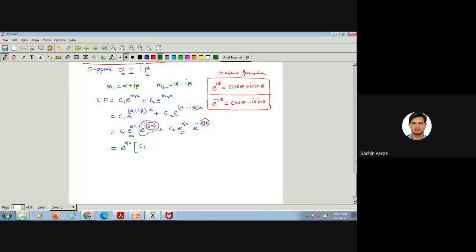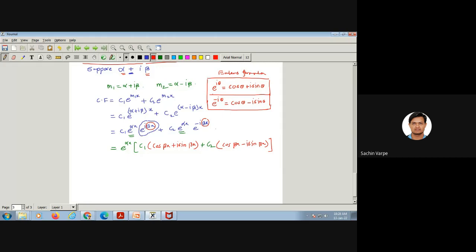Anyways, if we use Euler's formula here, how will I write C1 e to the power i beta x? I can write it as cos theta, where theta is beta x, plus i sine theta, that is beta x, right? Plus C2, again e raised to minus i beta x, how will I write it? Cos theta, that is beta x, minus i sine theta, that is beta x. Is it clear? Any doubt, any question for this?